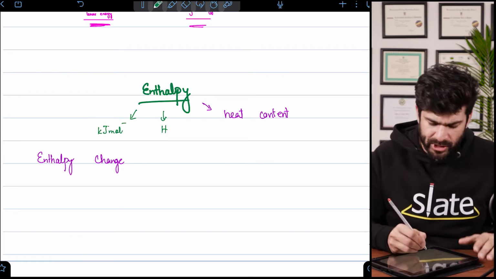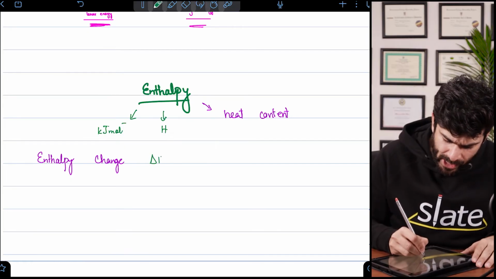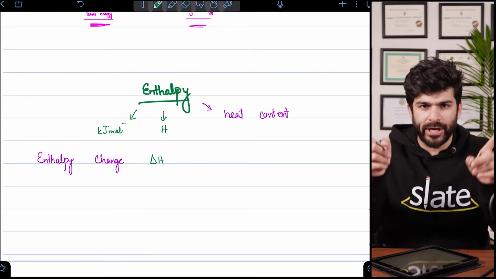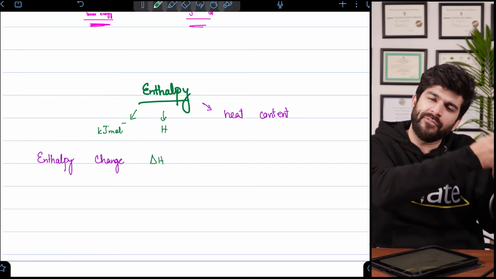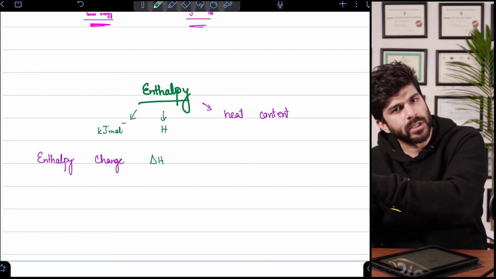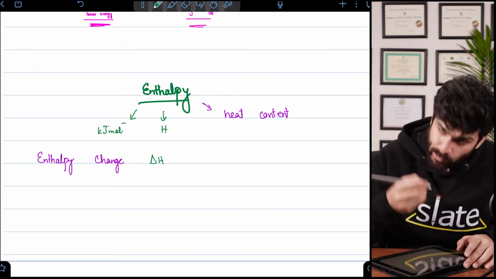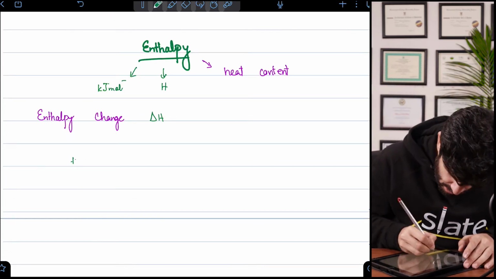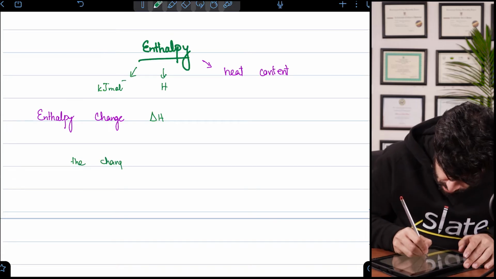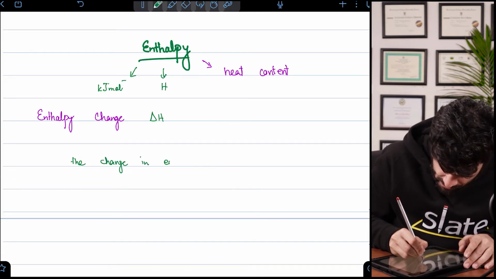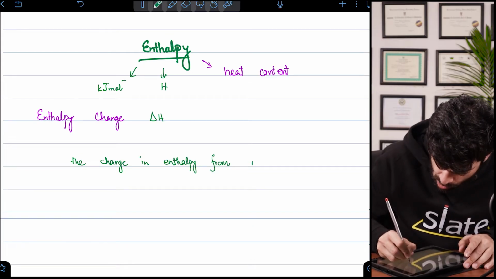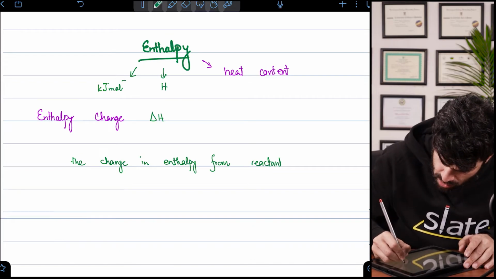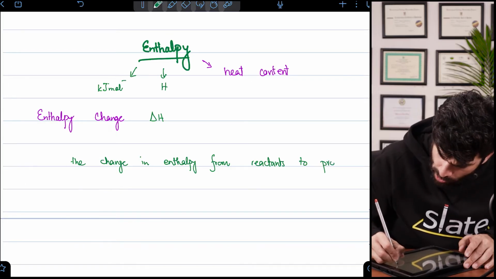So what is enthalpy change? Enthalpy change will be delta H. Delta is because of the change in enthalpy. The change that is occurring from reactant to product. And what is enthalpy change? The change in enthalpy from reactants to products.